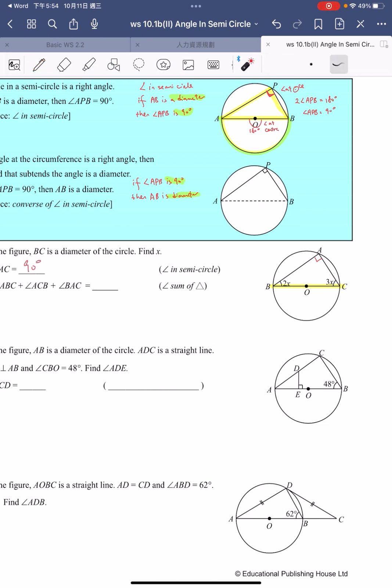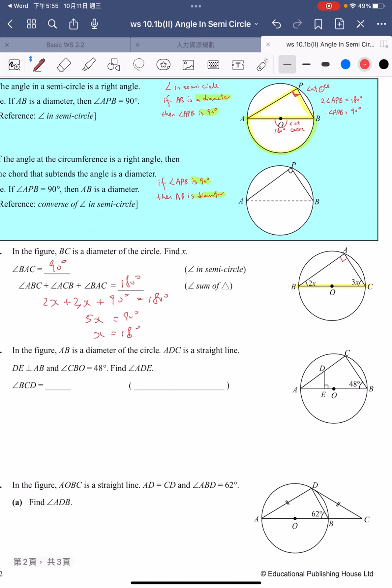Looking at the triangle BAC, the angle sum of a triangle is always 180 degrees. So 2x plus 3x plus 90 degrees gives you 180 degrees. If you solve it, we get 5x equal to 90 degrees, then x is 18 degrees. So that's question 1.